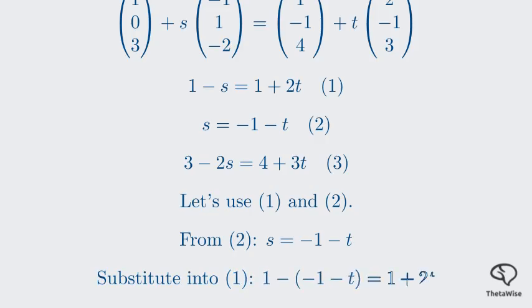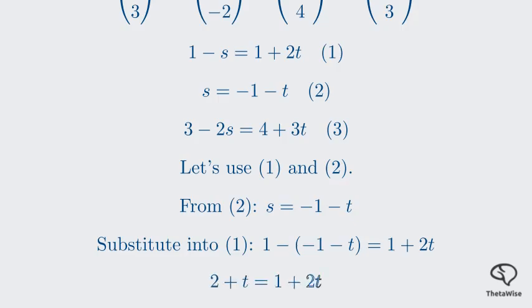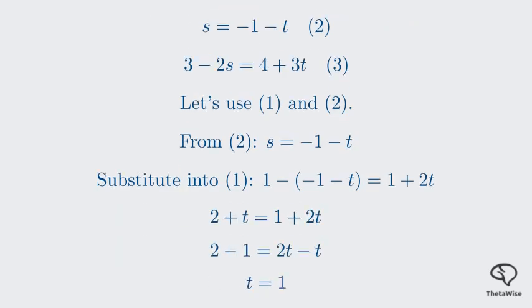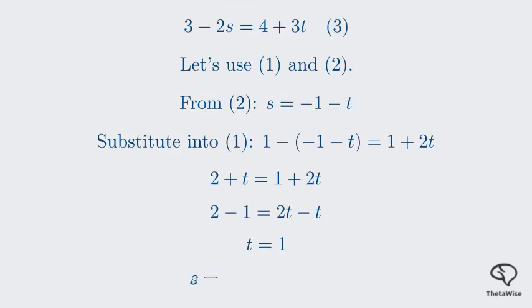Let's substitute this into the first equation. Simplifying this equation, 1 + (-1 - t)... this simplifies to 2 + t = 1 + 2t, which gives t = 1. Now we find s using our expression from equation 2.